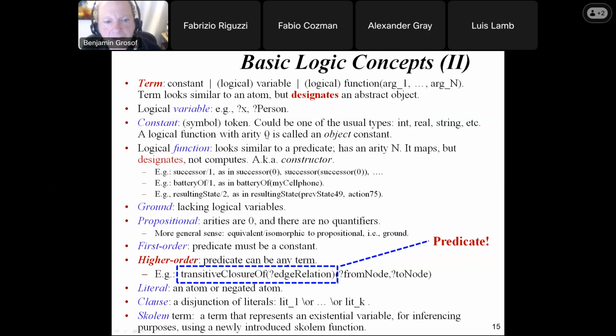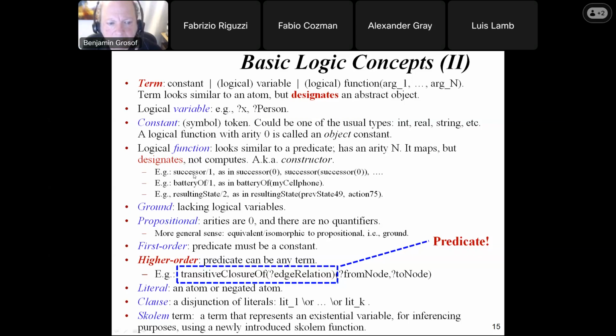A logical function that doesn't take any arguments, that is, has arity 0, is called an object constant. A logical function looks similar to a predicate, has an arity, and it maps, but it designates rather than evaluates or computes in the way that functions do in general mathematics or in programming language evaluation. So it's a rather abstract kind of function. It's also known as a constructor.